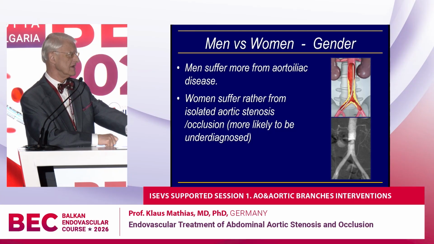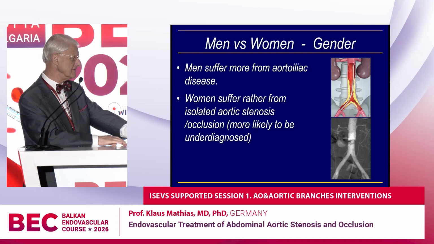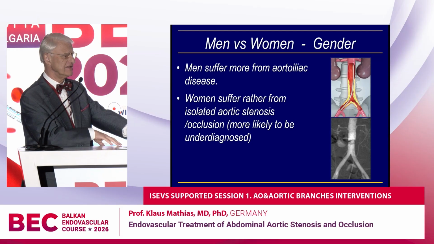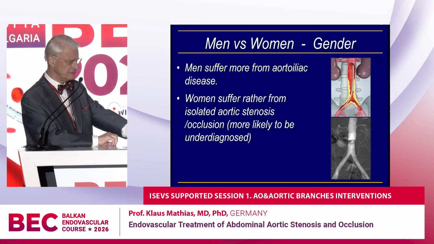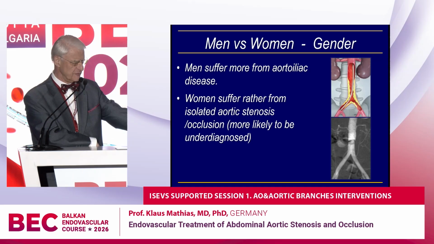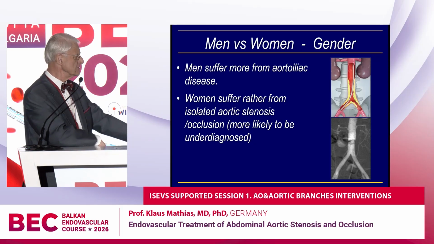Perhaps there are different shear forces, so we have more men with iliac artery disease, but because the distal abdominal aorta is much smaller in women, perhaps they have a higher risk to develop atherosclerosis. I don't know why it's not functioning. Next slide.